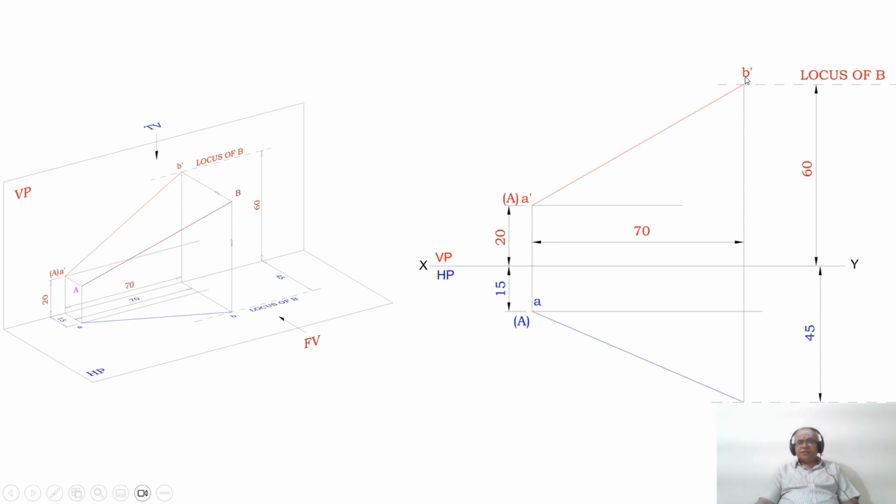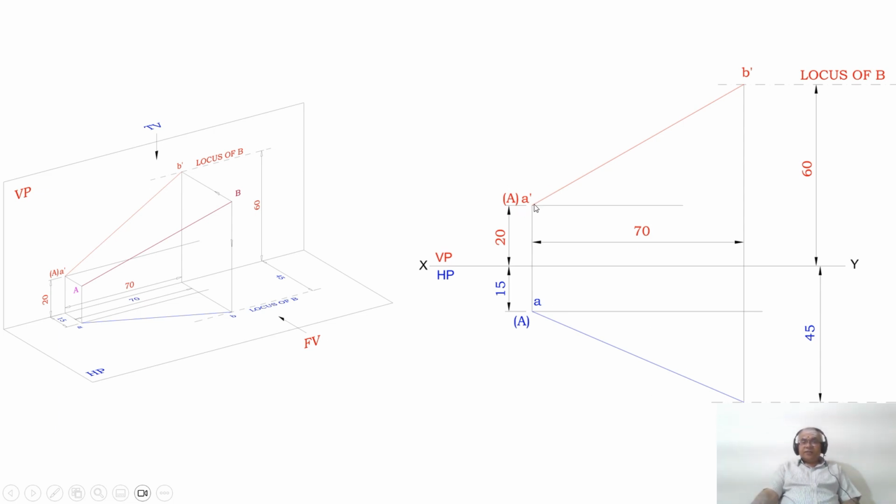Then mark this point as B dash and mark this point as B, and this as locus of B, and here also locus of B. Then join A dash B dash with a dot line and AB with a dot line in the top view. Now you know the front view and top view.